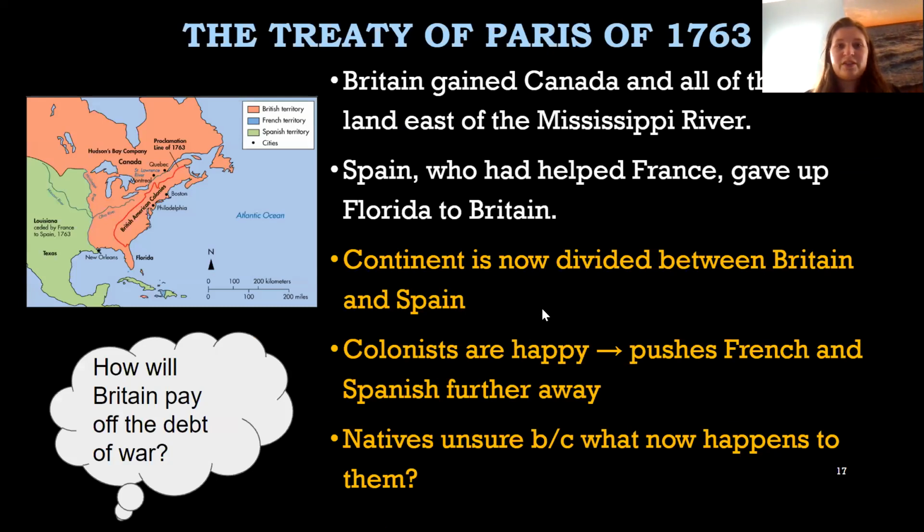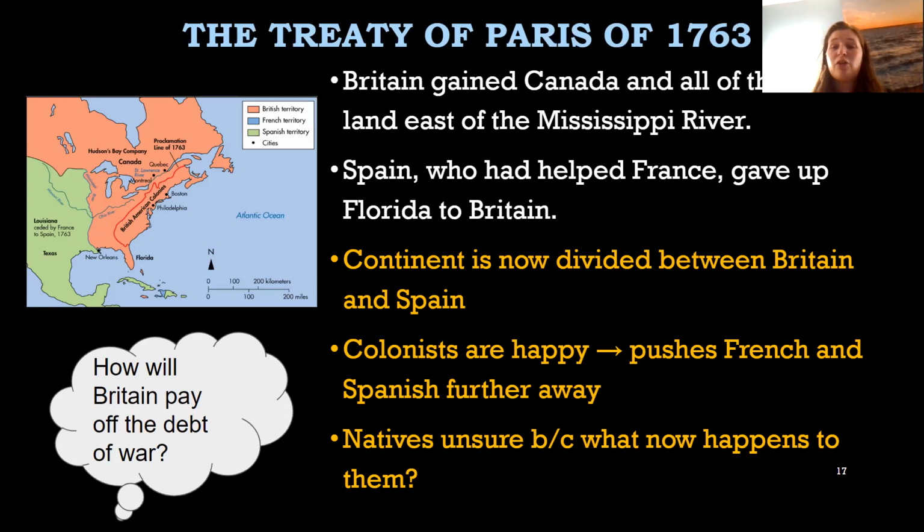So, due to this end of the war, the British gain Canada and all of the land east of the Mississippi River. So, all of this red area is now belonging to Britain. Spain helped the French, and they also gave up Florida to Britain. So that's also included in this east of the Mississippi River. Now the continent is divided between Britain and Spain rather than Britain, France, and Spain. The colonists are really happy. The French and the Spanish are pushed further away, but Native American people are unsure what happens to them now.